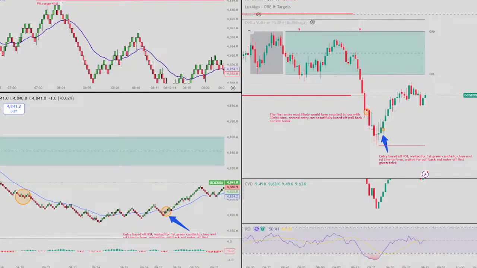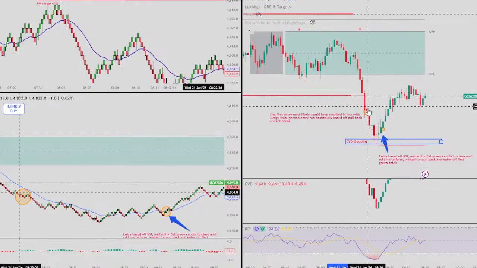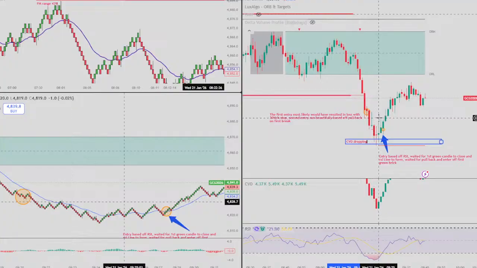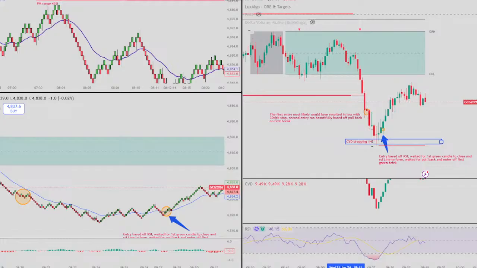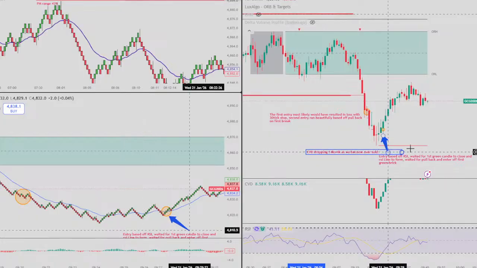One other thing to note, CBD decreasing all these stuff. Dropping from like 14,000 to 4. Yeah, I think maybe that's important to note as well.